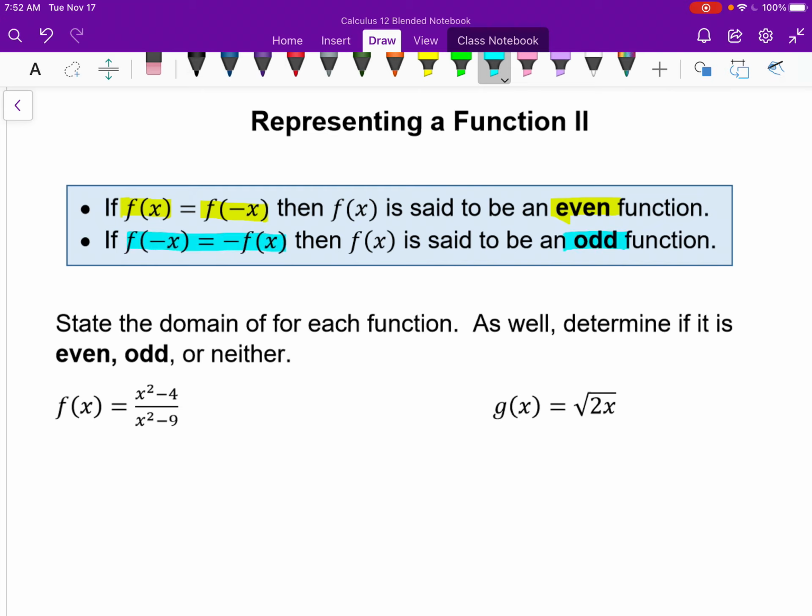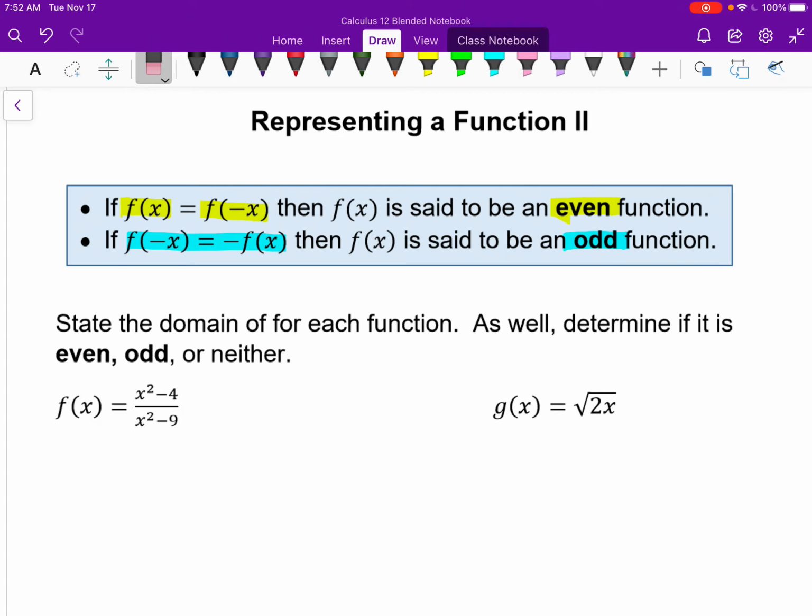It's odd. So what does that mean in terms of transformations? That means if you take a function and you reflect it horizontally, it'll look the same as if you reflect it vertically. And so an example of a function like that is x cubed. For example, here's x cubed. Okay. If I reflect it horizontally, it looks like this. If I reflect it vertically, it looks like what I just drew. So x cubed is an odd function.